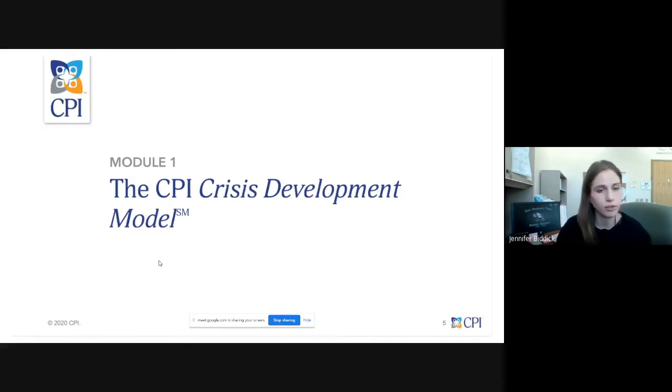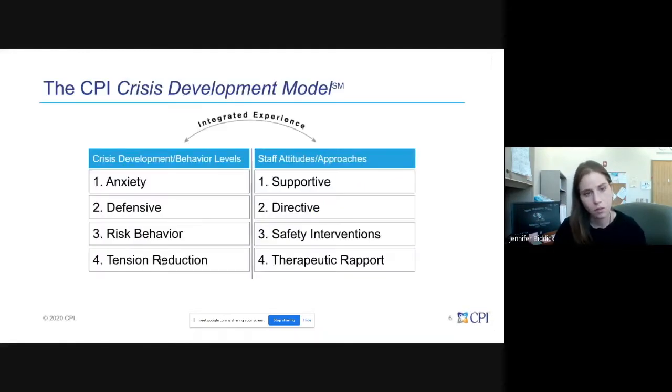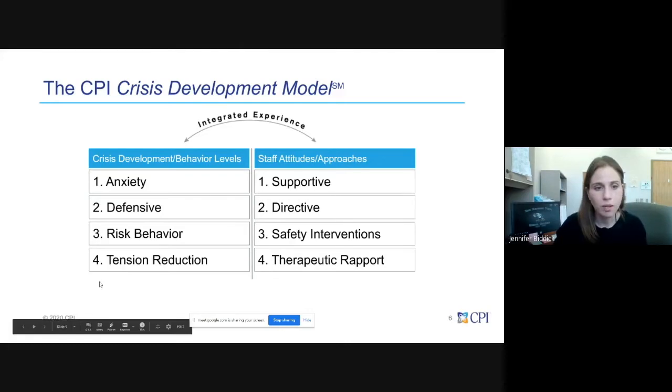So the first thing that we're going to review here is the CPI Crisis Development Model. So on the left here, we have 4 different levels of crisis development or behavior levels that we might see a student demonstrating. And on the right, we have our staff attitudes and approaches. And at the top, you see a little arrow going both ways called the integrated experience. And this is because the behavior levels go hand in hand with that same staff attitude and approach. And so we should be changing our behavior based on our learners' behaviors. So we're going to talk a little bit about each of these.